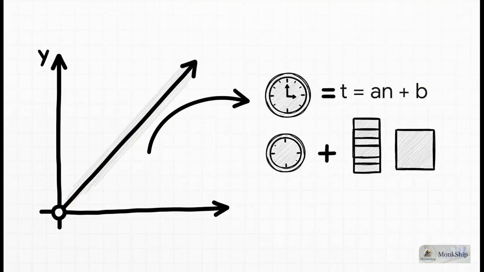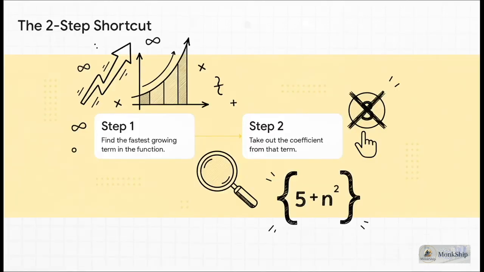Remember that straight line from our findSum experiment? Well, way back in algebra class, you probably learned that any straight line can be described by an equation that looks something like this. Time equals a times n plus b. Here a and b are just some random constant numbers that depend on your specific computer. And this simple equation leads us to the magic trick.